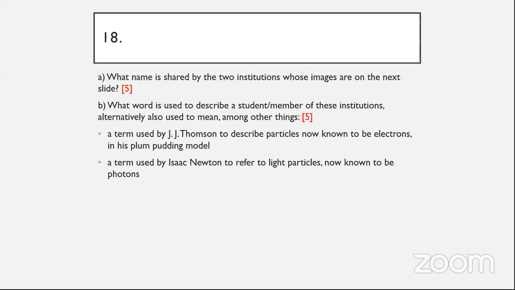So what name is shared by the two institutions whose images are on the next slide? That is part A. And part B, what word is used to describe a student or a member of these institutions? Alternatively, it is also used to mean, among other things, a term used by J.J. Thomson to describe particles now known to be electrons in his plum pudding model, and a term used by Isaac Newton to refer to light particles now known to be photons.